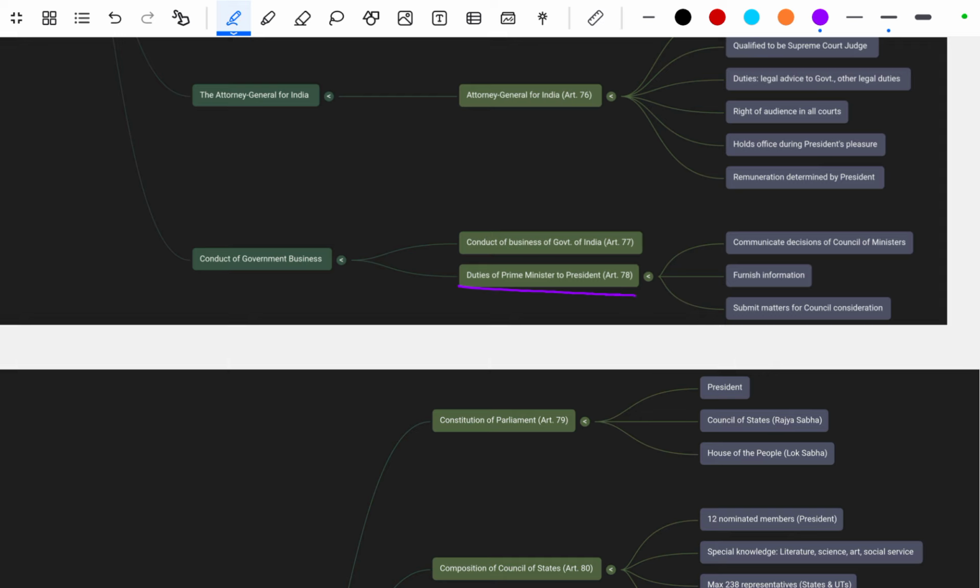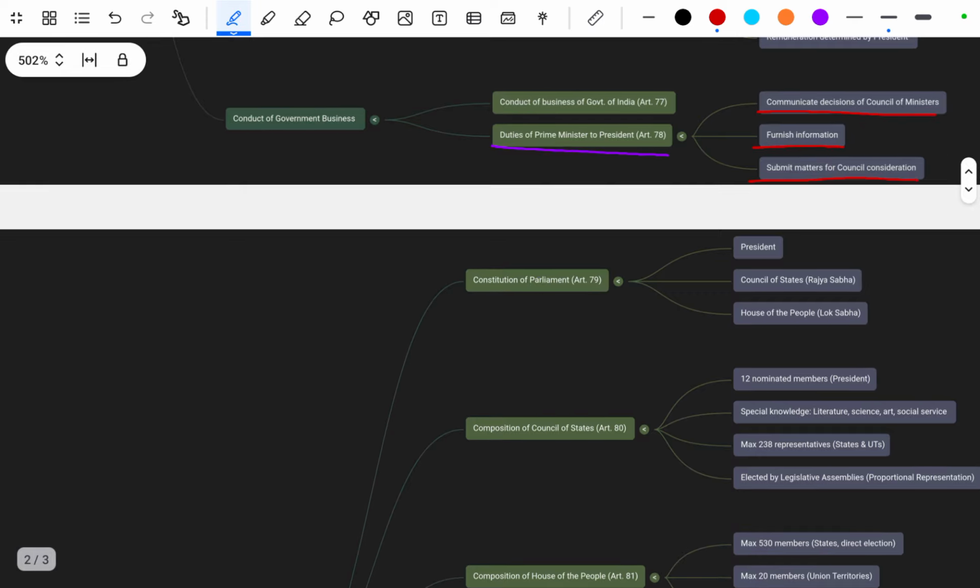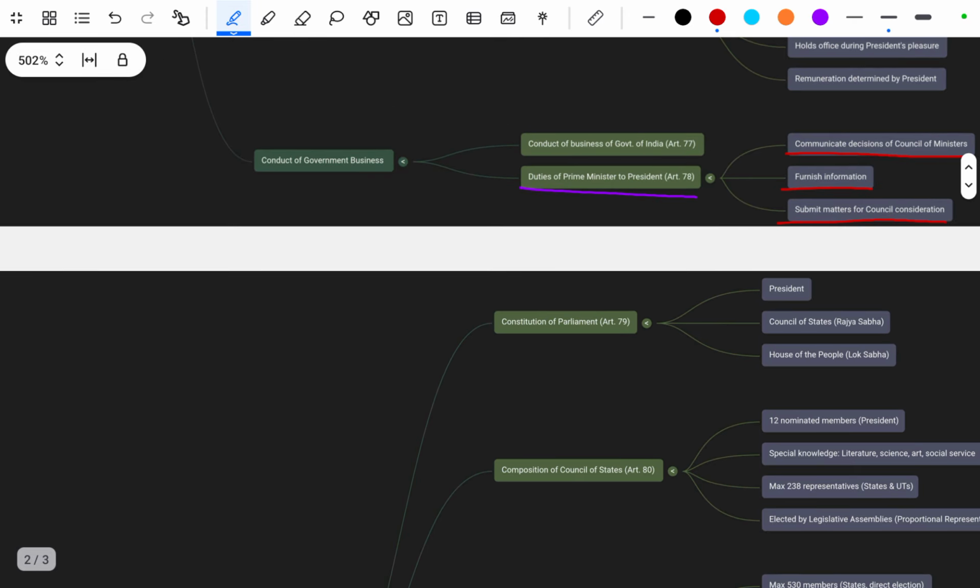So what are the duties? The Prime Minister communicates the decisions of the Council of Ministers. Basically, he works as a bridge between the Council of Ministers and the President. Next, he furnishes information from the Council of Ministers to the President of India, and submits matters to the Council for consideration. So those are the roles and duties of the Prime Minister to the President mentioned under Article 78, and Article 77 says the conduct of business of the government.